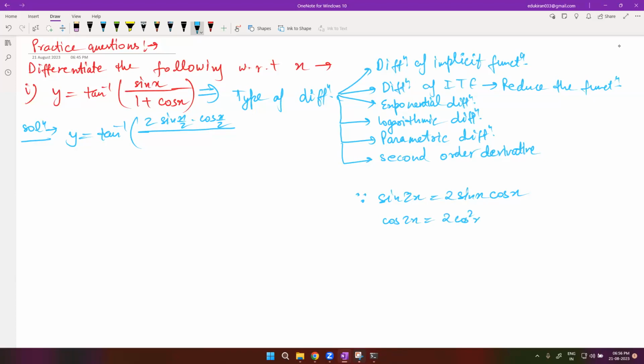2 cos square x minus 1, no? 2 cos square x minus 1. If I take 1 to the left hand side, then it becomes 1 plus cos 2x. 1 plus cos 2x is 2 cos square x. Another formula. Very important set of rules. This also and this also.